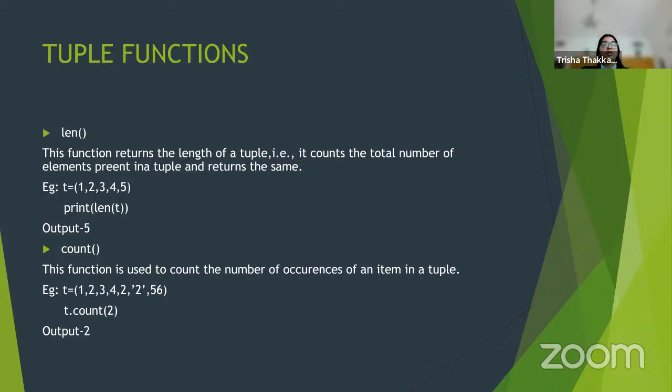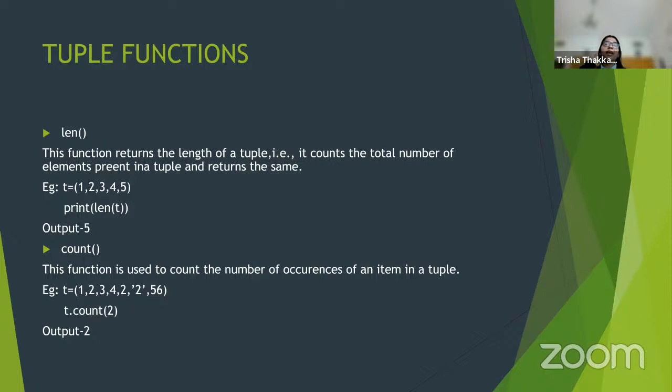The count function over here is used to count the number of occurrences of an item in a tuple. So, for example, we have the tuple over here. T is equal to 1, 2, 3, 4, 2, '2' in quotes, and 56. When we print the statement T.count(2), the output is only 2, as there are only two values which are numeric, and the third one is a string.